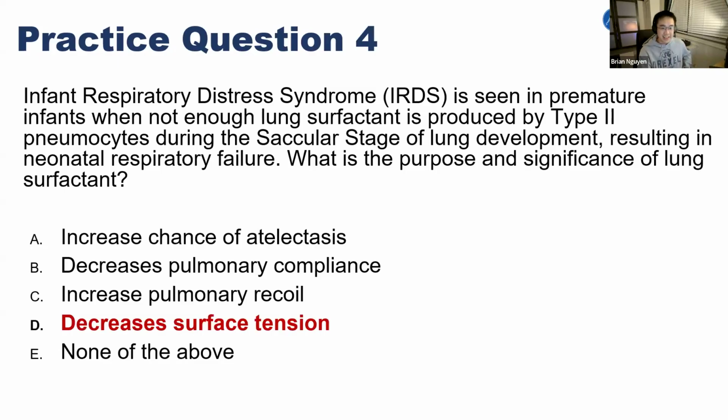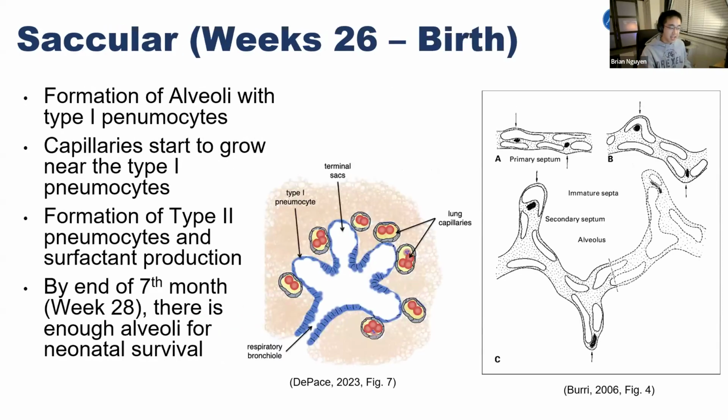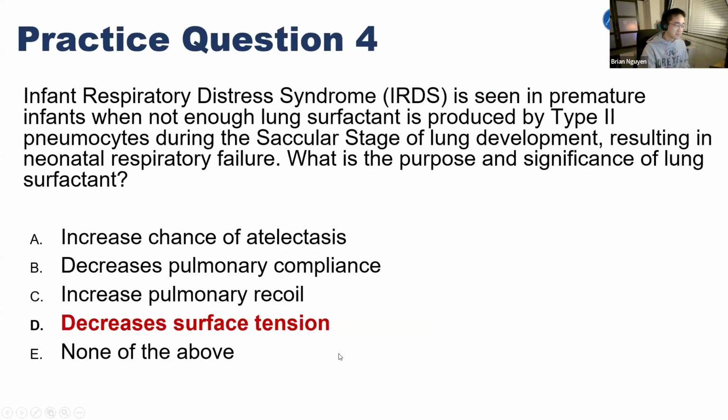So this one is that it decreases surface tension. Remember, surface tension is the tendency of those water molecules to stick together. And what's going to cause that to happen is this alveoli is going to be pulled in on itself. So surfactant is an important component of that. Let's just go over a couple of these other options. Increased chance of atelectasis. Atelectasis is alveolar collapse. So remember, it's going to prevent that. So it's going to decrease the chance of atelectasis.